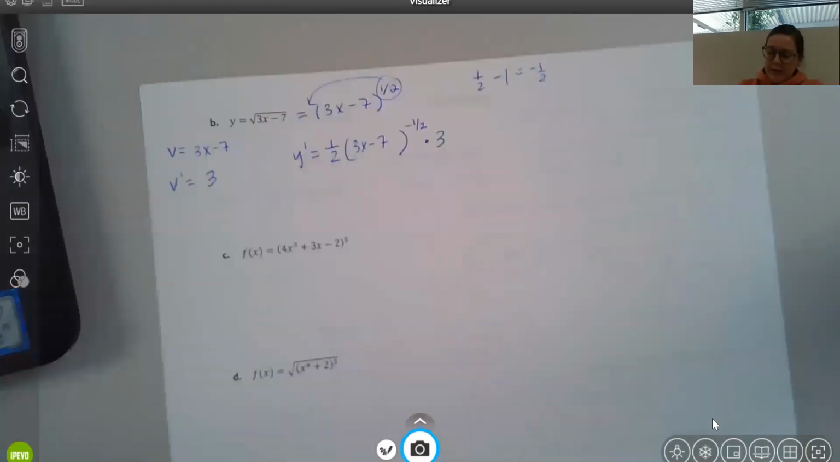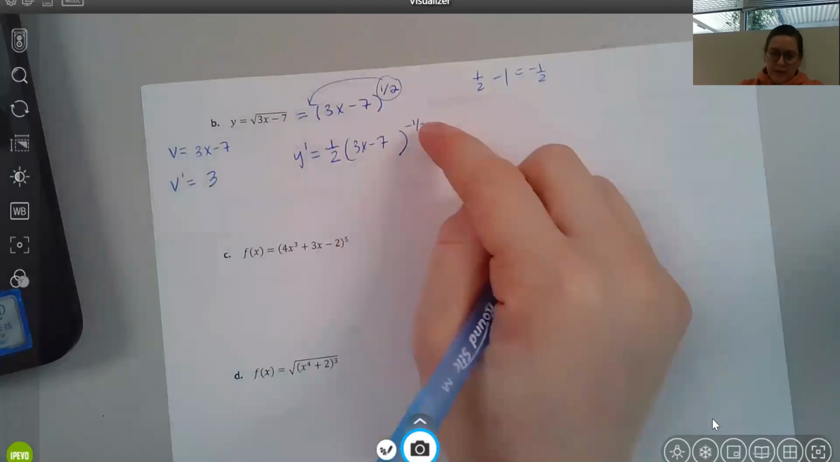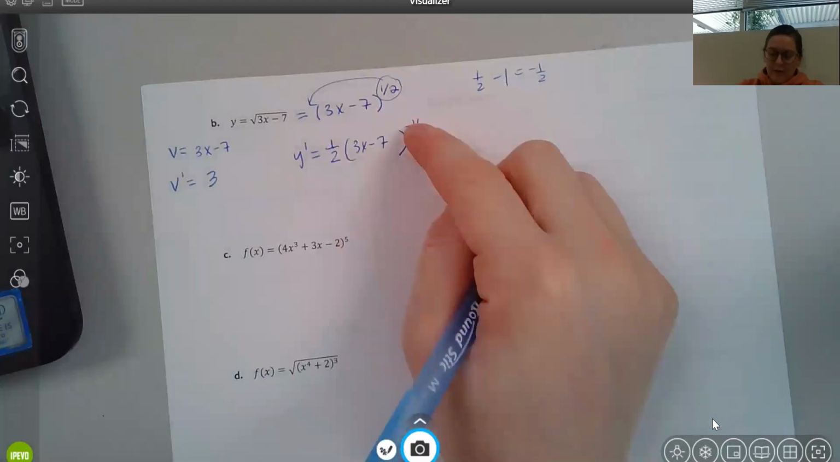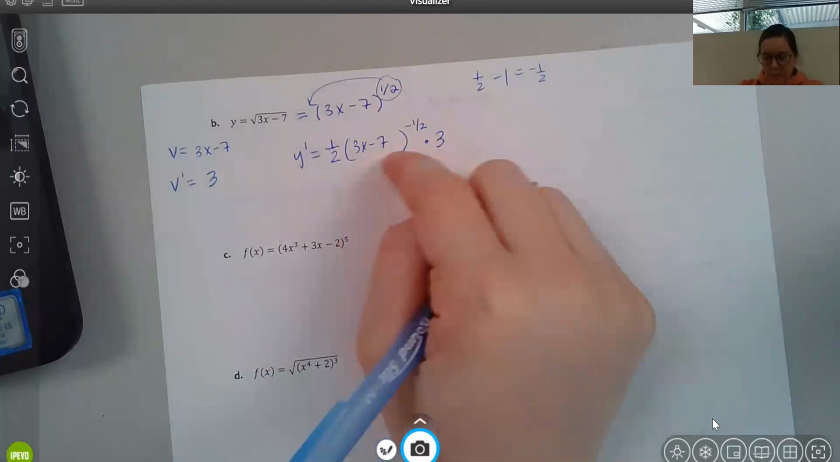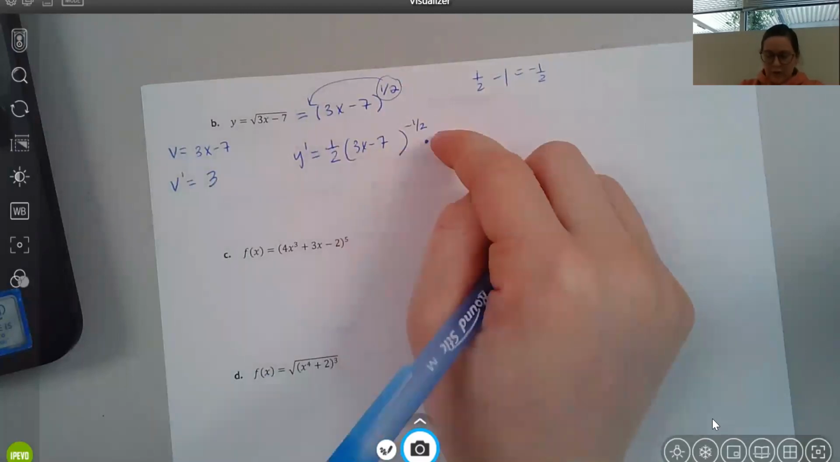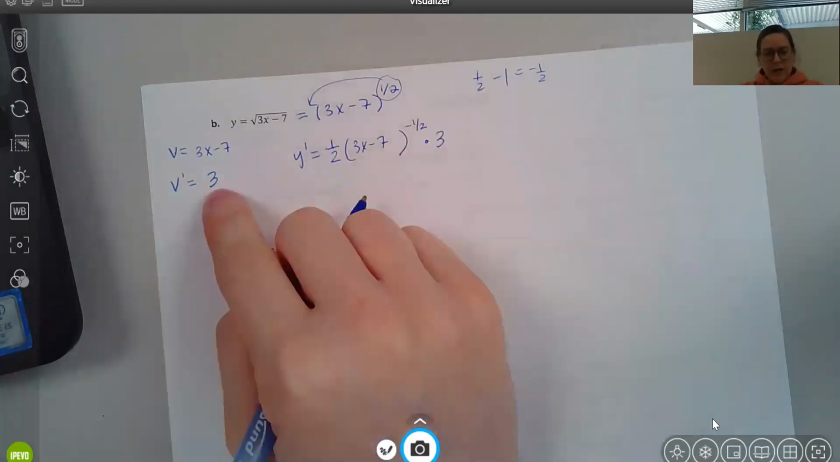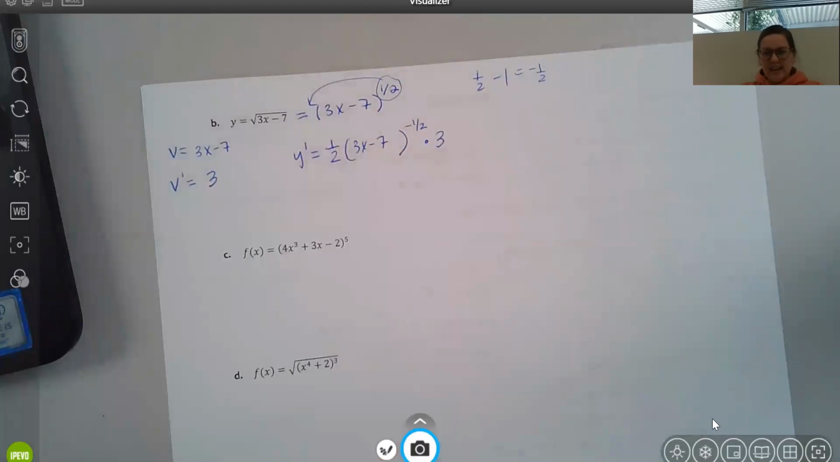So derivative of the outside is the 1/2, and then now this is to the negative 1/2 power, left the inside alone, then multiply by derivative of the inside, which was just 3. Everyone take a second, rewrite that, clean it up. That looks nasty.